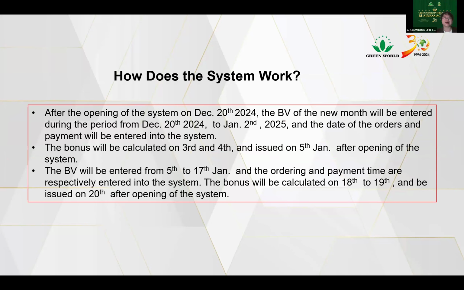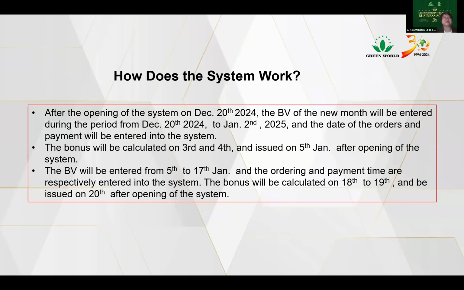Then how does the computer system work? After the opening of the system on December 20th this year, the BV of the new month will be entered during the period from December 20th to January 2nd, 2025. And the dates of the orders and payment will be entered into the system. And the bonus will be calculated on 3rd and 4th and issued on 5th January after the opening of the system.